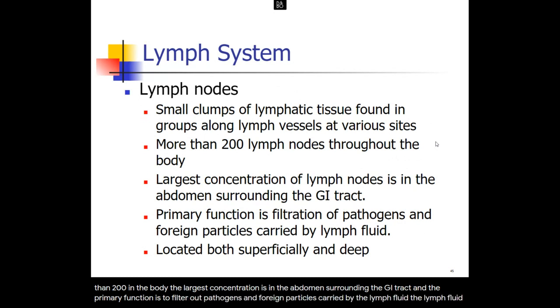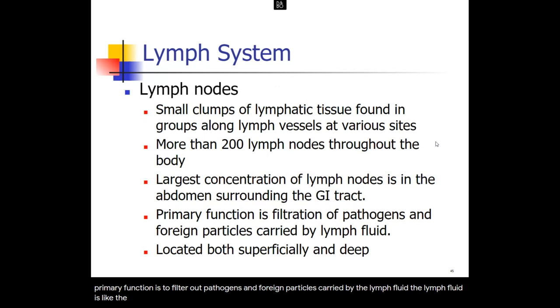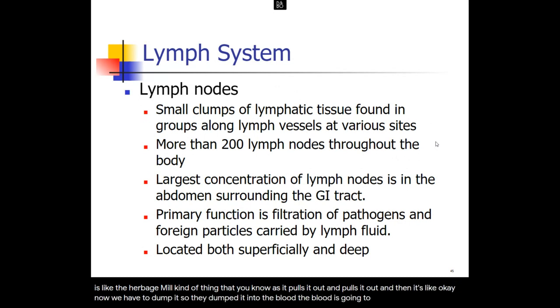The lymph fluid is like a moving garbage treadmill kind of thing that, as it pulls it out and pulls it out, then it's like, okay, now we have to dump it. So they dump it into the blood. The blood is going to filter it through the liver and excrete it through the GI tract or the urinary tract.